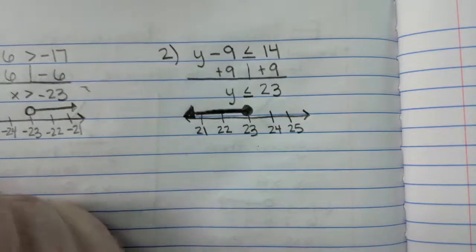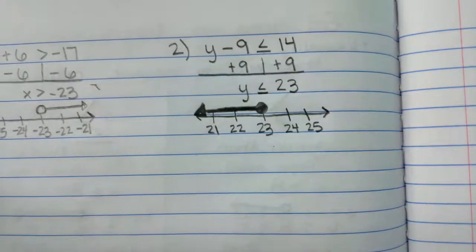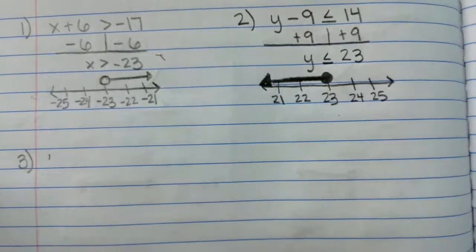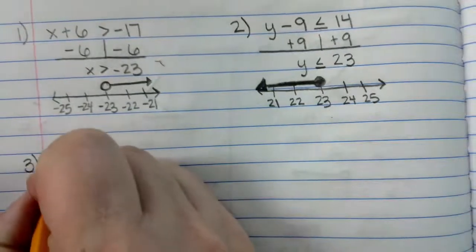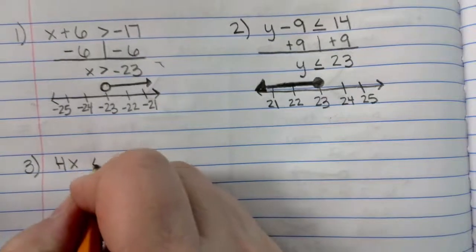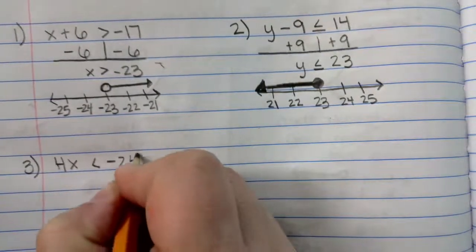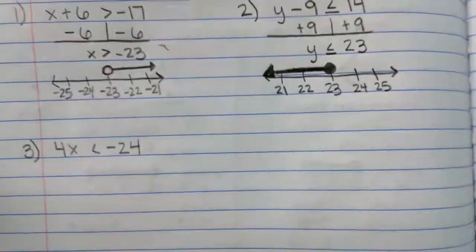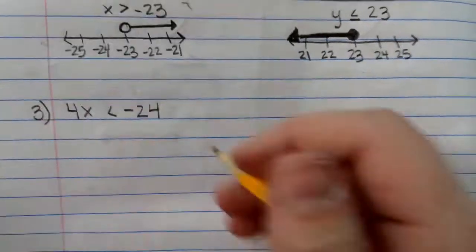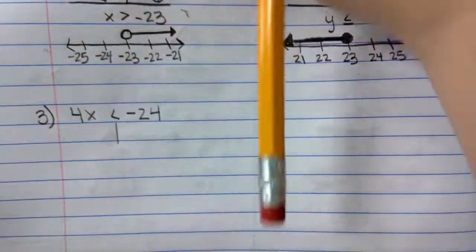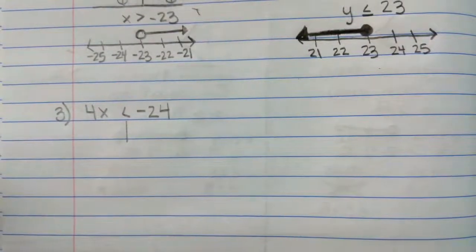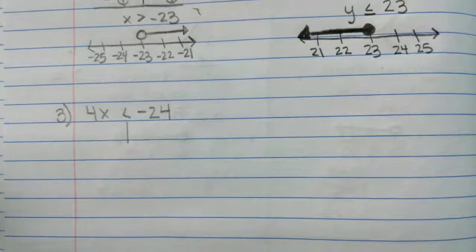All right, number 3. We have 4x is less than negative 24. So we're going to ask ourselves, how do we get x by itself? Divide by what? 4. And if we do that on one side, we're going to do it on the other side.